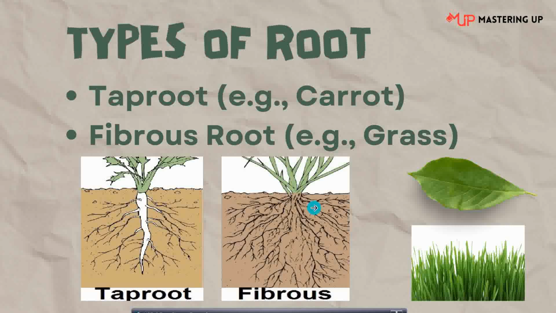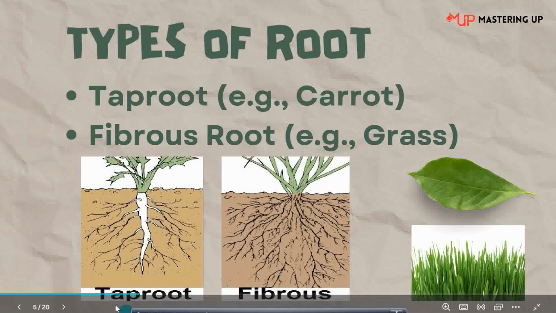Okay, so that's all for the types of roots. There are two types of root: taproot, for example in carrot, and fibrous root, for example in grass.